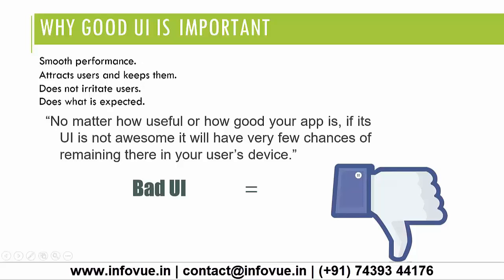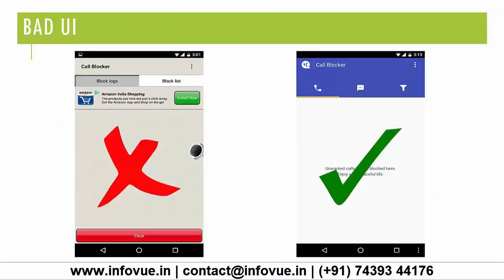Good UI is important for smooth performance. It attracts users and keeps them. It does not irritate users, and it does what is expected. There are two examples given. First, an example of bad UI is given, and after that, an example of good UI. In bad UI, you can see that the UI elements are not placed well according to their need.